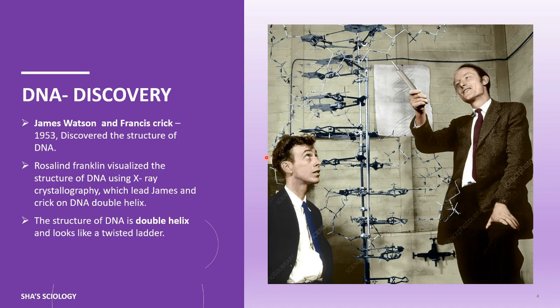DNA discovery. James Watson and Francis Crick in the year 1953 discovered the structure of DNA, having the lead work of Rosalind Franklin, who visualized the structure of DNA using X-ray crystallography, which led them to the work of the double helix. The structure of DNA is a double helix, which looks like a twisted ladder form.